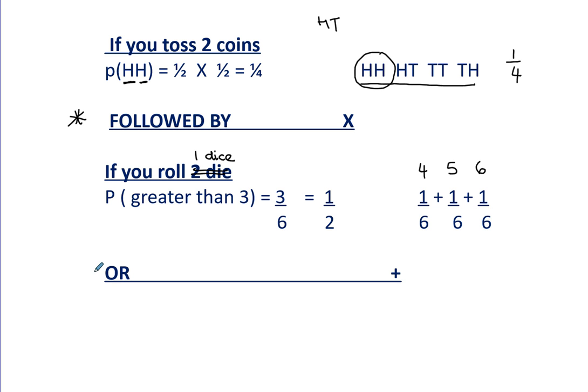So can you see, if it's or, you're actually adding it. So you're going 1/6 plus 1/6 plus 1/6, which is 3/6, which is a half. Okay? So these two are the most important things about probability.